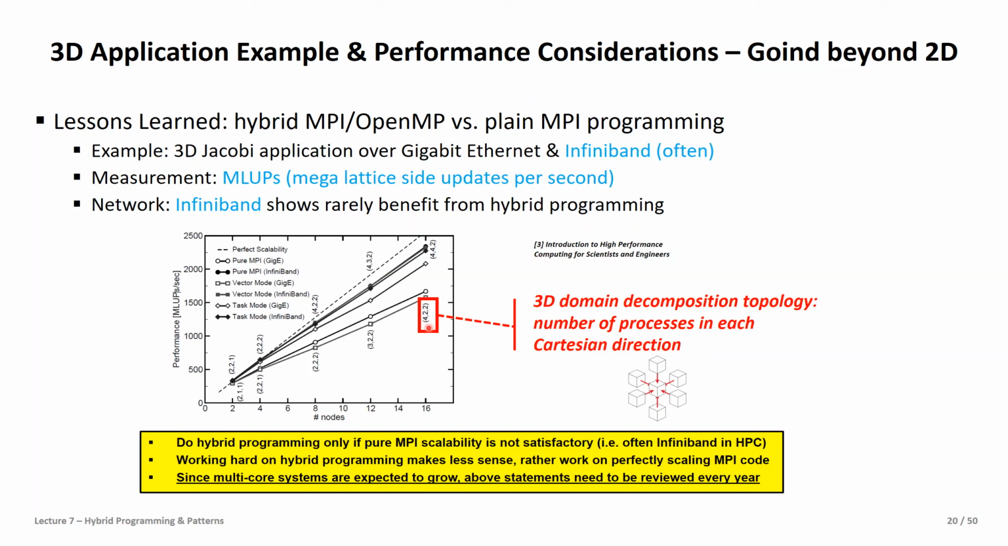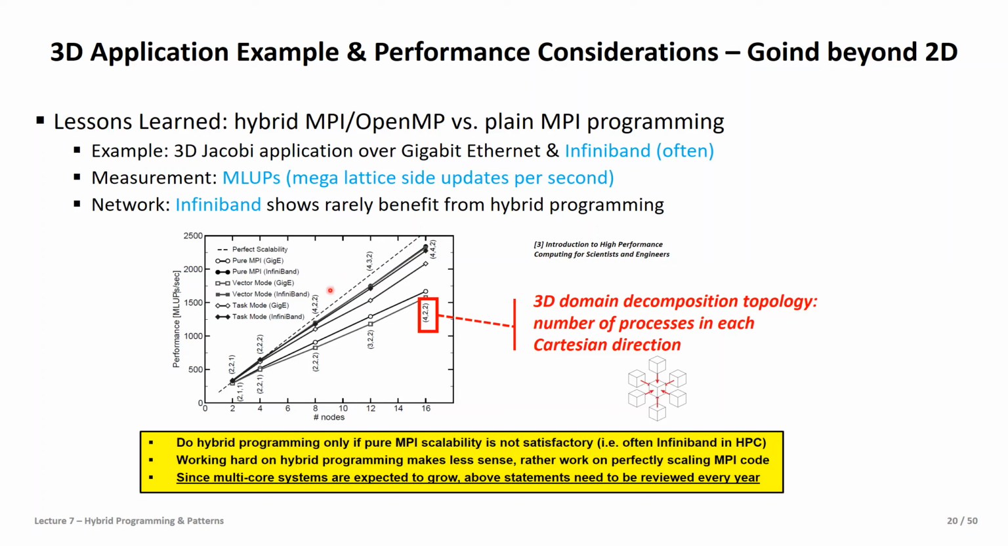And here you have a 3D Cartesian grid indicating it, and the number of nodes you put to the problem, and then the updates per second. The details are not so important, but it makes sense to see that it is only useful when you have a very perfect scaling pure MPI code. You see, if you do task modes, other modes, the pure MPI here, on InfiniBand and Gigabit Ethernet, still in a sense outperforms when you have InfiniBand networks underneath.